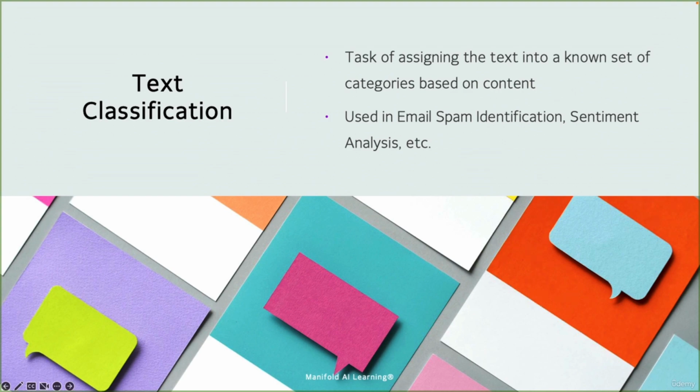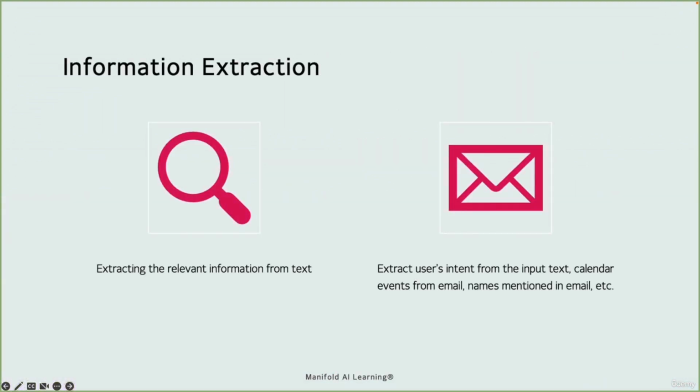Moving on, the other task that I have mentioned is information extraction. As the name clearly indicates, this is all about extracting the important and relevant information from text data. It could be calendar events from an email, names of people mentioned in a social media post, or names of people mentioned in an email, and so on. So it's all about extracting information from text data.